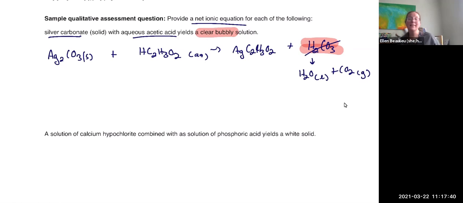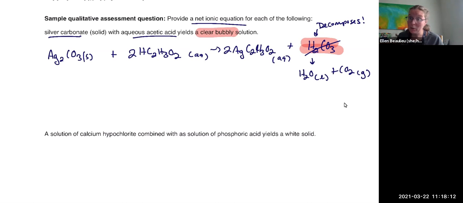So my product is not carbonic acid. That is an intermediate that decomposes readily to water and carbon dioxide gas. Okay, it says clear bubbly solution, so I know I don't have a precipitate, so that silver acetate must be soluble. I'm not balanced. I have 2 silvers over here, so I need 2 silvers, and now I need 2 acetic acids. Now I'm balanced.